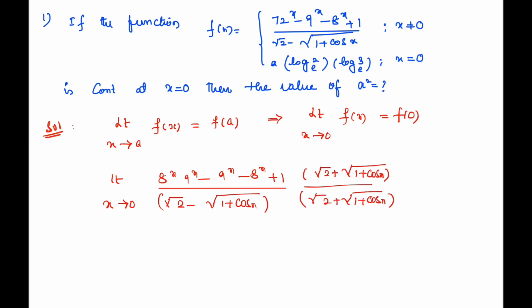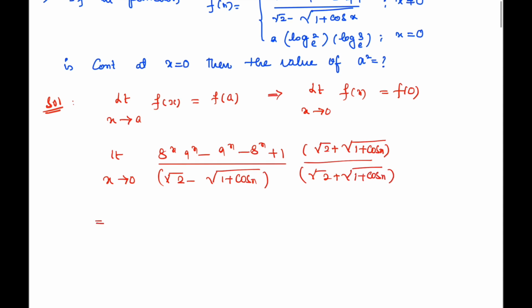Now, limit x tends to 0. You can take 9 power x common. If you take 9 power x common, you get 8 power x minus 1, and again minus common, 8 power x minus 1, divided by, here we have a plus b into a minus b, that is a squared minus b squared. The root is going to be cancelled, so we get 2 minus 1 plus cos x.